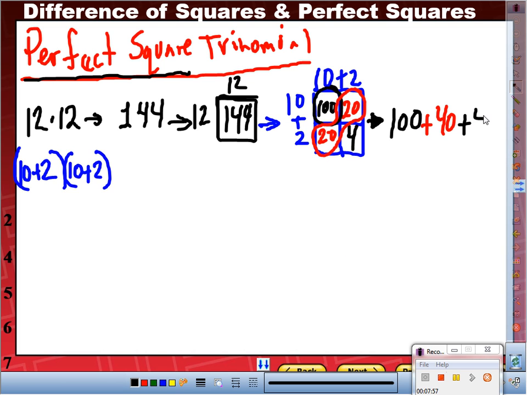Plus 4. Well, guess what? This is still a perfect square, isn't it? But now how many parts do we have? That's what we call a trinomial. This is what we call a perfect square trinomial.